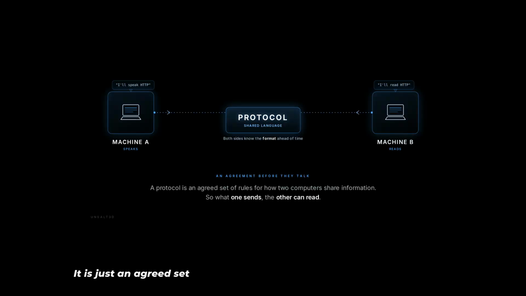Let's get into it. So, what is a protocol? Picture two people who agree to speak the same language before they talk. That agreement is why they understand each other. A protocol is the same thing, but for machines. It is just an agreed set of rules for how two computers share information. Both sides know the format ahead of time, so what one sends, the other can read. Today, we cover the four you will see the most.